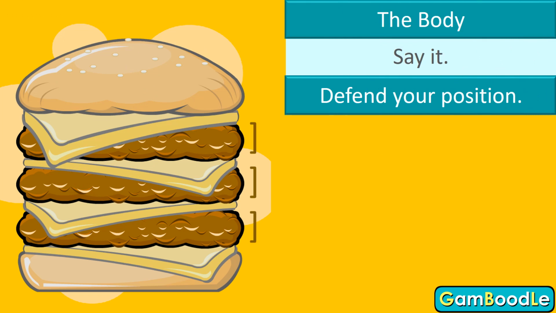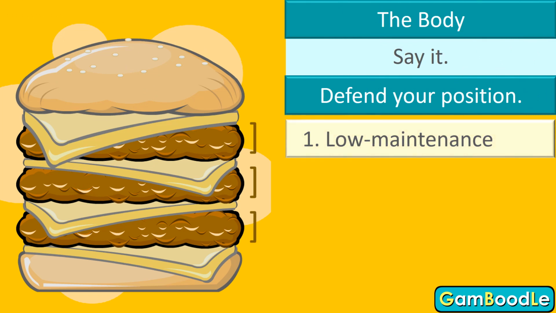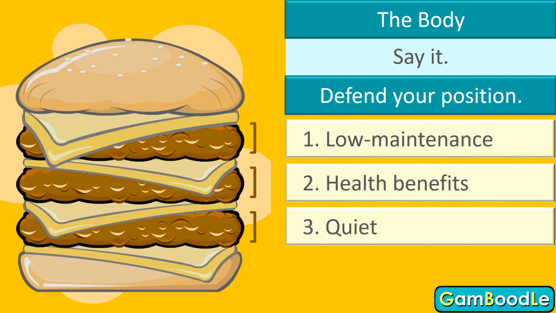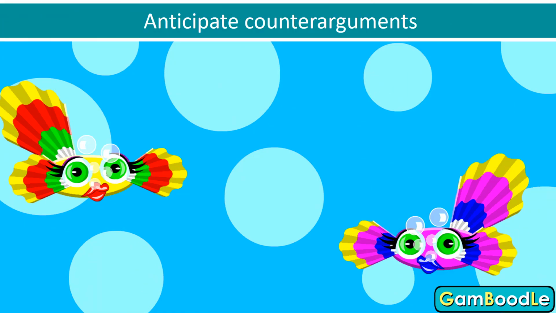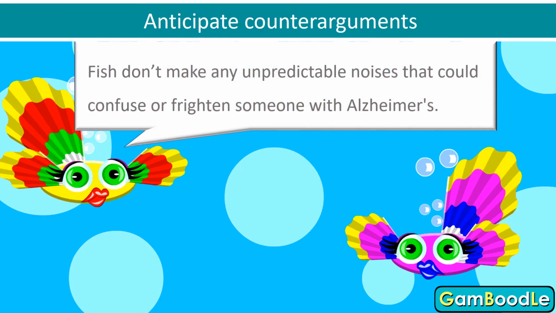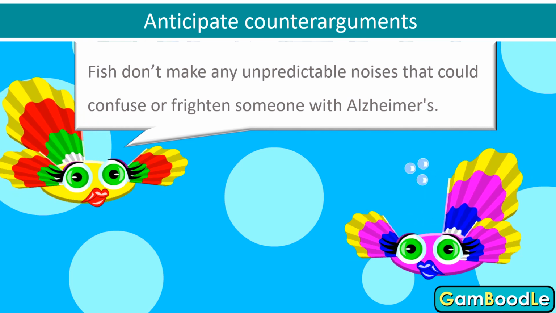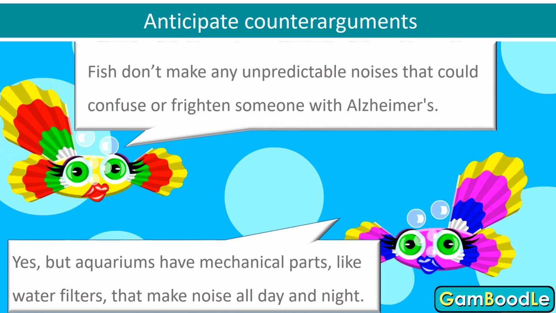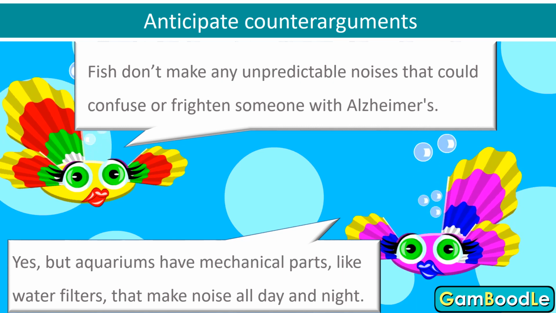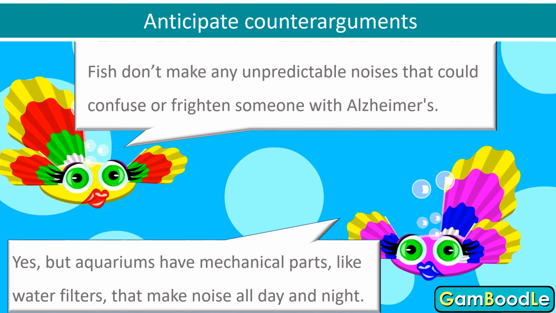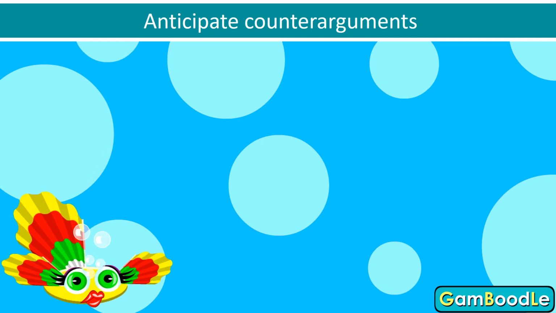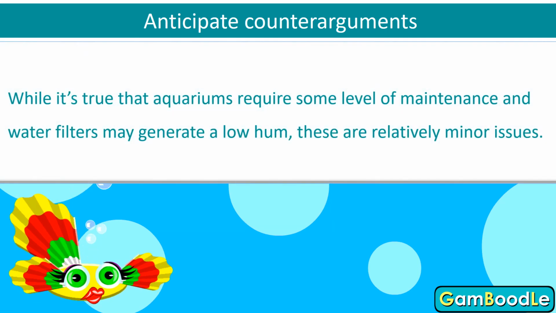We're now going to revisit the body of our essay from Part 4. Our final supporting paragraph will focus on how quiet tropical fish are compared to cats and dogs. We're going to anticipate any counter-arguments to our supporting position. For example, yes, but aquariums have mechanical parts, like water filters, that make noise all day and night. A well-crafted response could address this along with other possible counter-arguments.